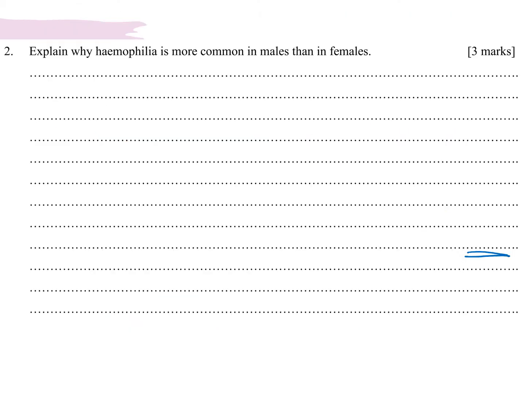Question 2. Explain why hemophilia is more common in males than females. In order to get all the 3 marks in this question, you have to tell me where you find the hemophilia allele and how many X chromosomes a male and a female have. Let's start with point number 1. This is because, where do you find the hemophilia allele? You can find it on the X chromosome.